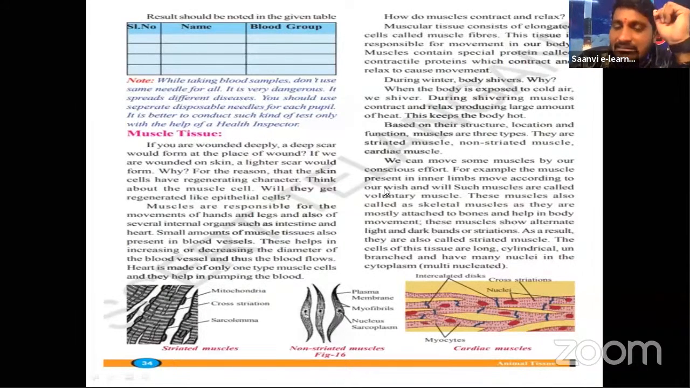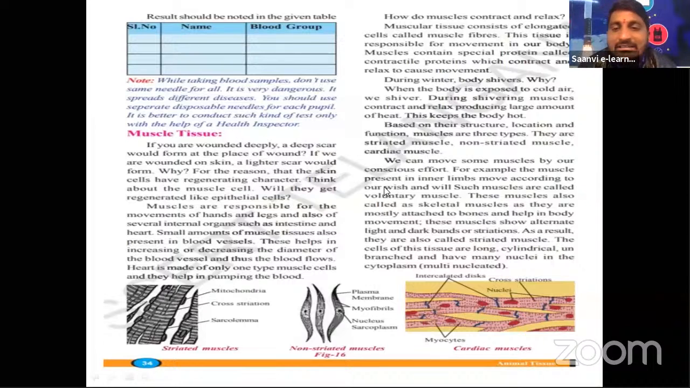They are striated muscle, non-striated muscle, and cardiac muscle. Look at the screen, all of you. At the bottom of the page we have striated muscle, non-striated muscle and cardiac muscle. If you observe these muscles, you will be able to write the characters of each particular muscle.